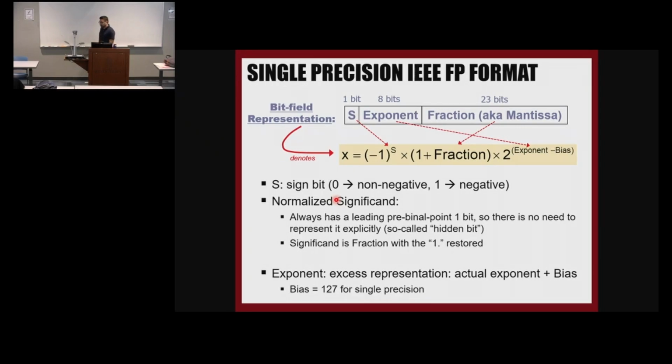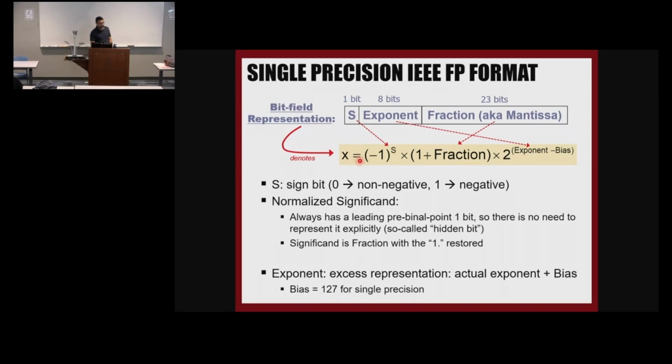Okay, so what is single precision? Let's start with that. What is single precision IEEE format floating point representation? So we have three fields in the single precision floating point. One bit is the sign field, then we have an exponent field, which has 8 bits, and then we have fraction, which is also known as mantissa. It's a small difference here, but we don't care about it, but fraction or mantissa, they have 23 bits, okay?